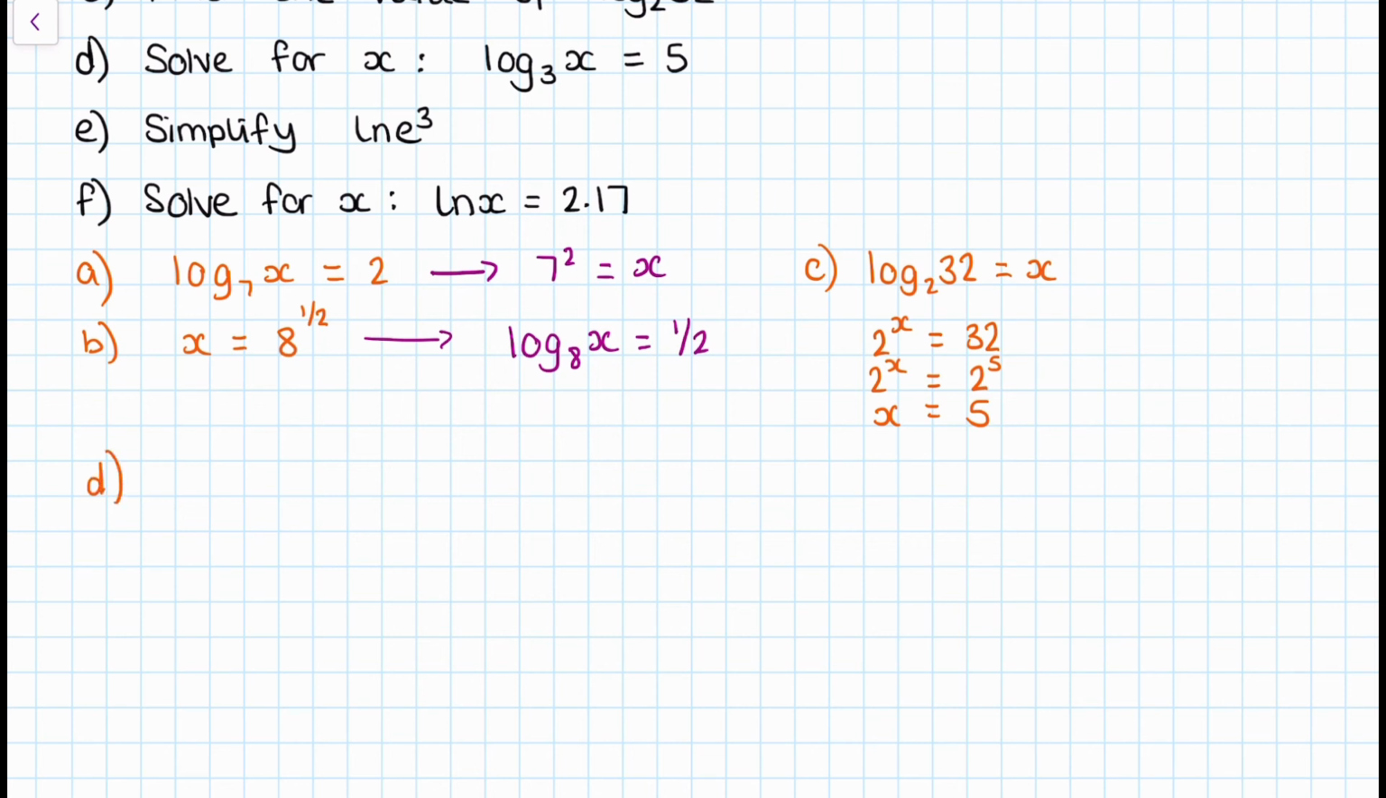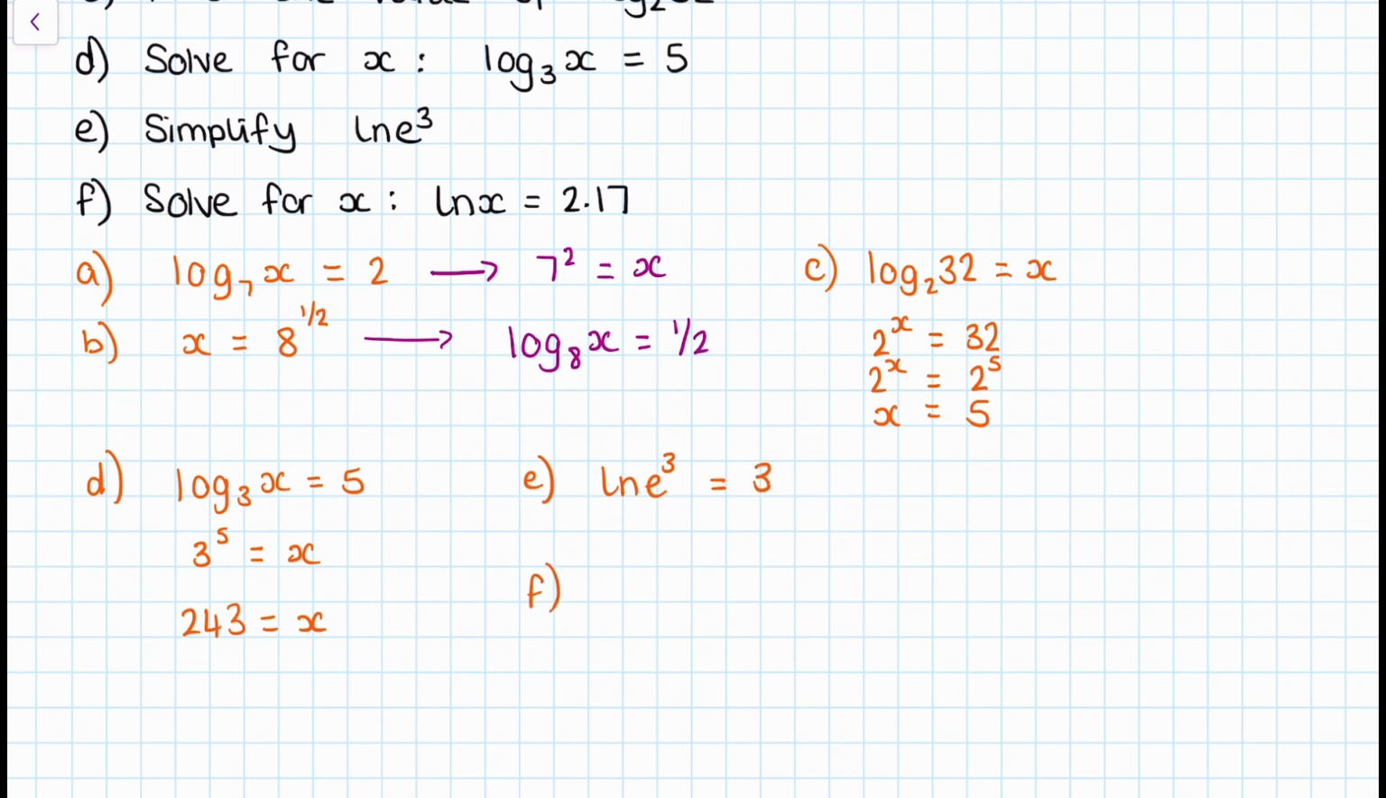Part D. Solve for x in log base 3 of x equals 5. Convert it to exponential form, so it'll be 3 to the power of 5 equals x. Put that into your calculator and you'll find that x equals 243. E, we want to simplify ln e to the power of 3. Now remember, ln and e cancel each other out, they're the inverse, which means that just equals 3.